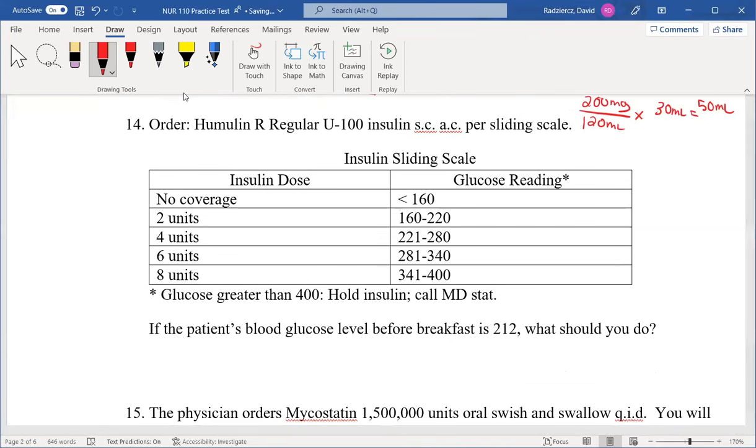Sliding scale question. This is just, can you read the sliding scale? So the patient's blood glucose before breakfast is 212. I'm going to look at my glucose readings, and I'm going to look for the range that includes 212. So, what am I going to do? I'm going to give the patient 2 units of insulin. That's the answer. So you just write, give 2 units.